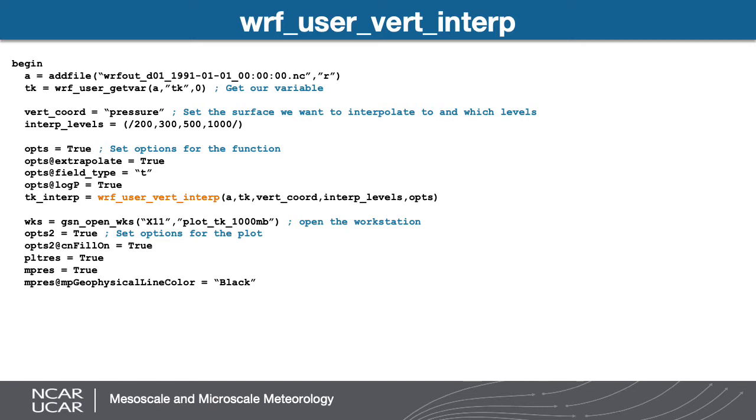So we're going to set our options for the plot. We're going to turn them on, and we're going to say that we want our contour fill on to be true. And then we're going to set some map resources. We want our geophysical line color to be black instead of the default of white.